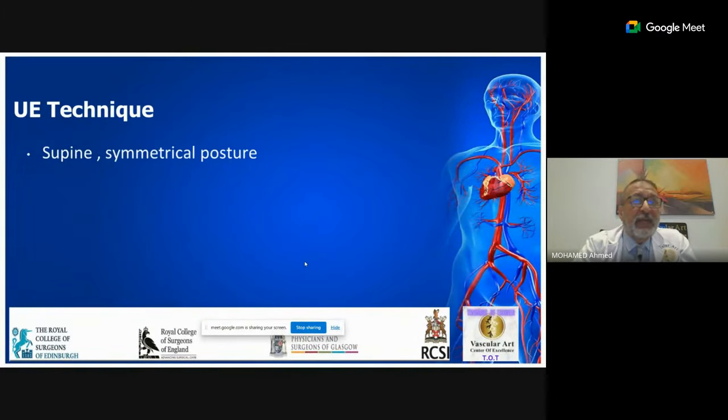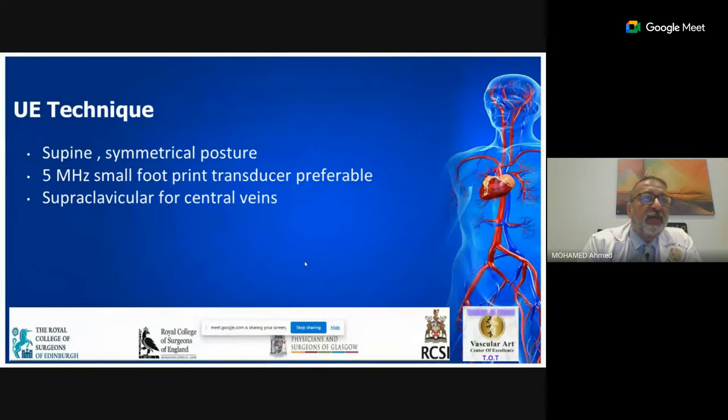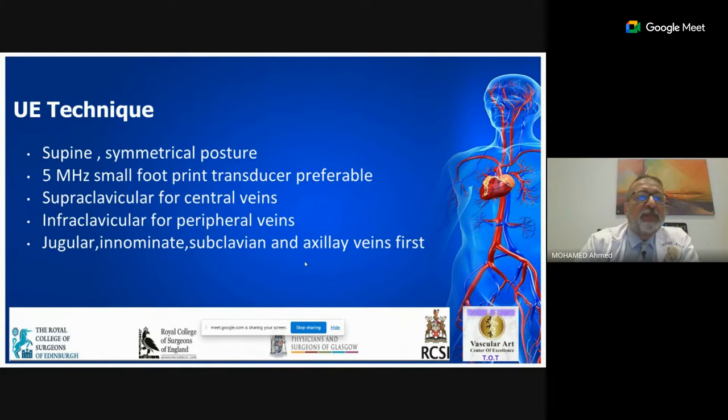For the upper limb technique, again, you make the patient lie supine. A 5 megahertz small footprint transducer is preferable, because you want it to go to the base of the neck and to see the innominate vein. You can use a linear 7 to 12 megahertz for the rest of the upper limb, but the area inside the chest is difficult to compress, and you need a small probe. Sometimes you use the abdominal probe because you have a deeper structure. So you need between 2 to 5 megahertz in order to see the central veins. The supraclavicular vein for central vein cannulation is also important to see. And the infraclavicular vein, you can do compression to this vein, and you can do measurements to this vein, which we will do. So this is the technique for upper limb scanning of the arm veins.